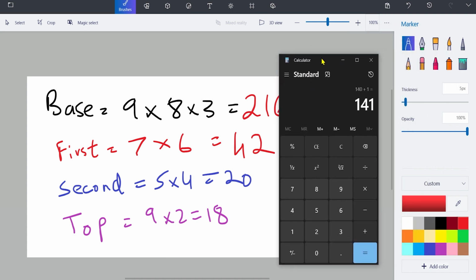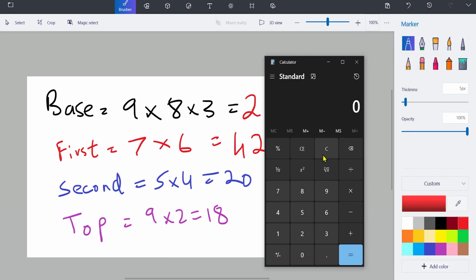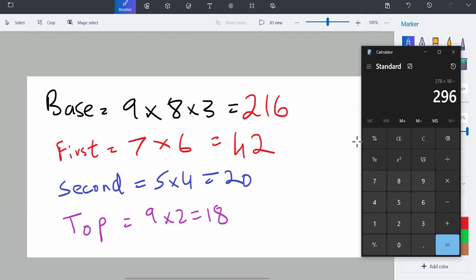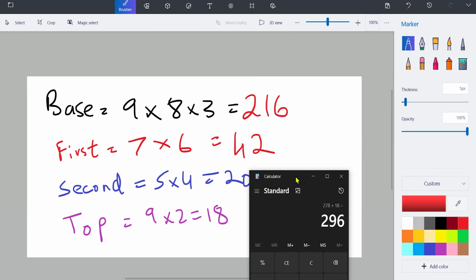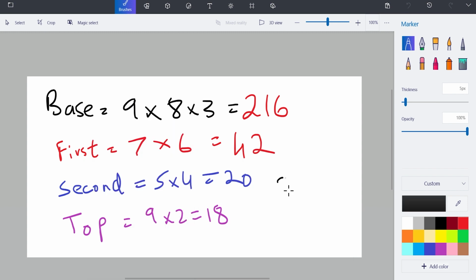So let's put this here, 9 into 8 into 3, which is 216, plus 42, plus 20, plus 18, which gives us 296, final answer. 296.